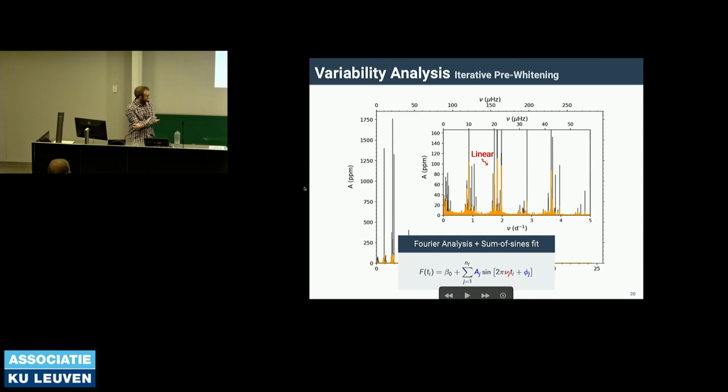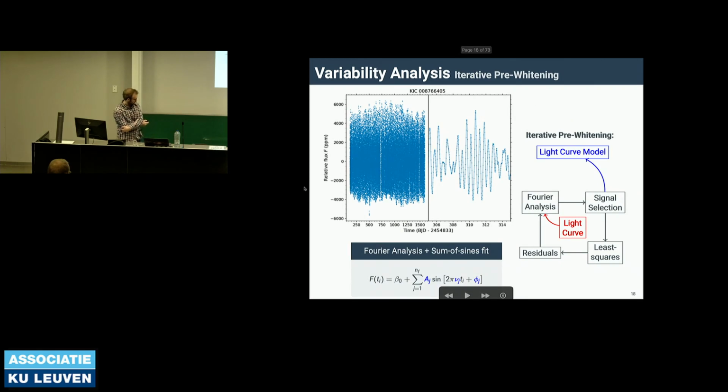Well, during the iterative pre-whitening procedure, during the signal selection procedure, when we extract a signal, we make sure that we don't extract a future signal in the vicinity of that signal, because that would affect the stability of your light curve model, in the sense that you would have correlated frequencies in your light curve model.